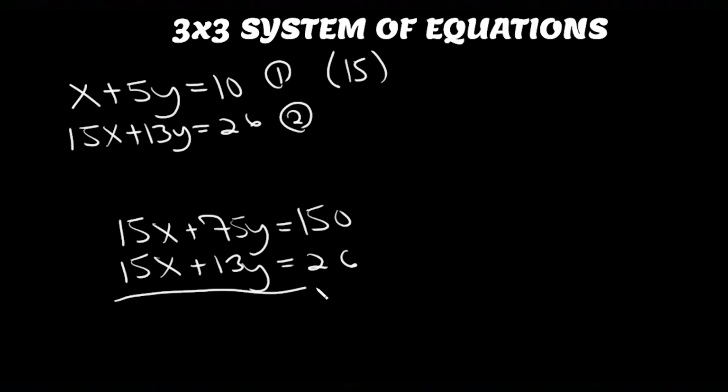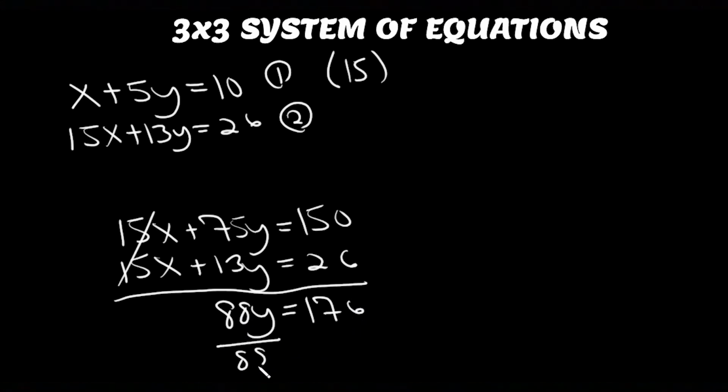Now again, we're going to do subtraction here, right? So going ahead, doing elimination, we're going to subtract 15x minus 15x. That will cancel. That's what we want. Now we have 75y plus 13y. That's going to give you 88y. And then 150 plus 26, we're going to get 176. So 176. And now from here, all we have to do is divide by 88.